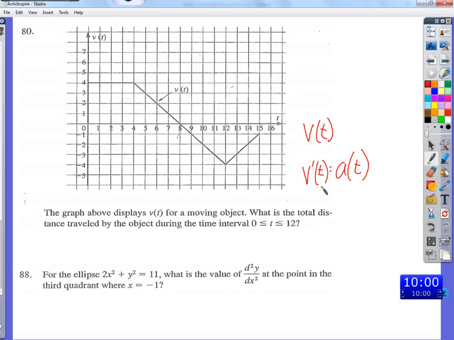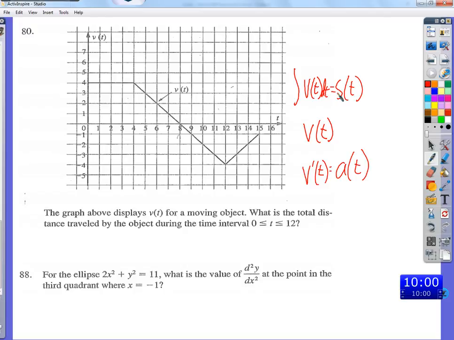It doesn't ask anything about the acceleration, so that's probably not that helpful. But what about the position function? The antiderivative of v, right? The derivative of the position is the velocity, so to go the other way, the antiderivative of v is s. The antiderivative of v of t gives us the position. So I want to take the antiderivative of the velocity function to find the position function.